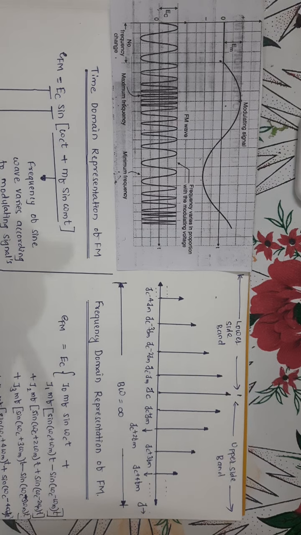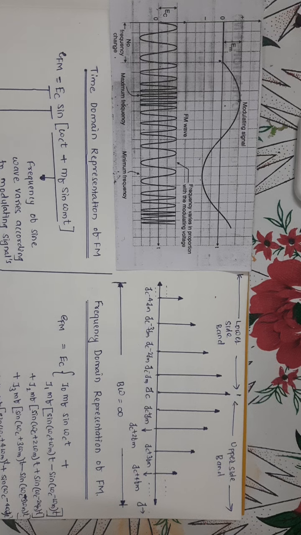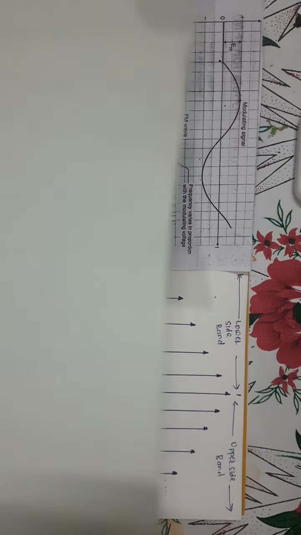So dear students, in our previous lecture we discussed the definition of frequency modulation. Also we derived the mathematical representation of frequency modulation. In today's lecture we are concentrating on the time domain representation of FM and the frequency domain representation of FM. So before moving to that part, let us have a look at the concept of time domain representation and frequency domain representation. So what exactly do we mean by time domain representation and what exactly do we mean by frequency domain representation?